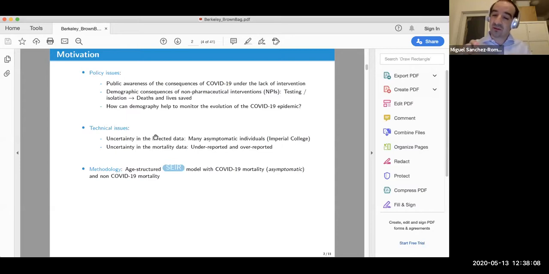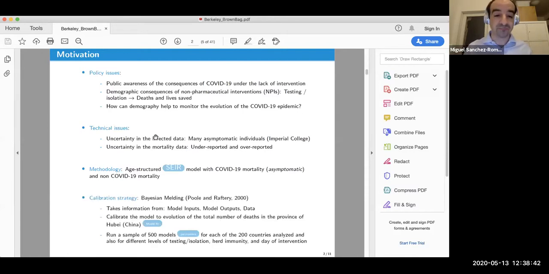So what we have done in this work is we have constructed an age-structured SEIR model, and we are trying to replicate the mortality, the total number of deaths. In order to do that, we have plugged in the case fatality rate, but we are taking into account the probable number of asymptomatic individuals. So we are calculating the probability of having asymptomatic individuals in the model, and we obtain similar results to those of the Imperial College. And in order to avoid the over-reporting, we are also introducing the non-COVID mortality, so the observed mortality before the COVID.